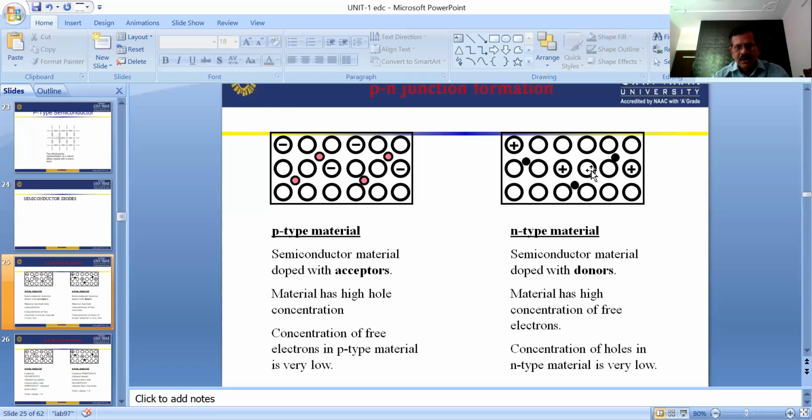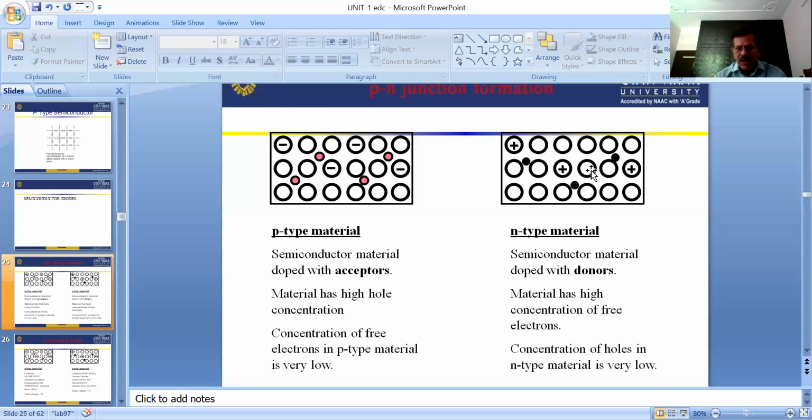Now we discuss the n-type material, which is the opposite of p-type material. The number of electrons is high, which means the concentration of electrons is much higher compared to holes. In n-type material, the number of holes is very low, so the concentration of holes is very low. So in n-type material, the semiconductor is doped with donors.